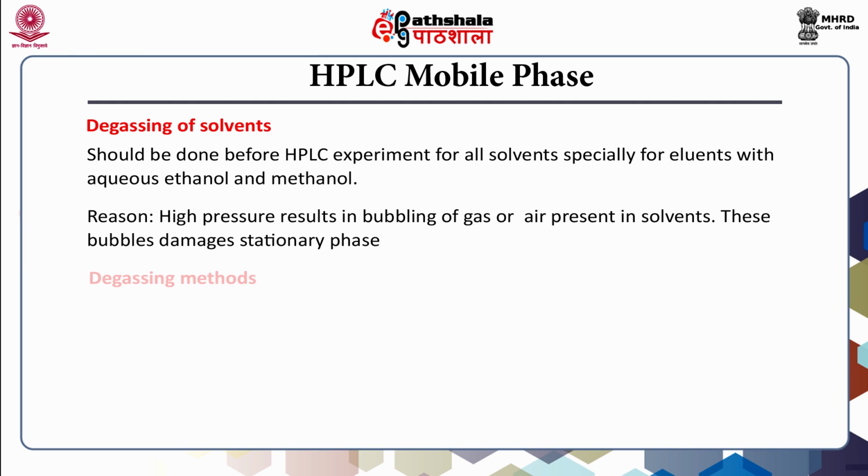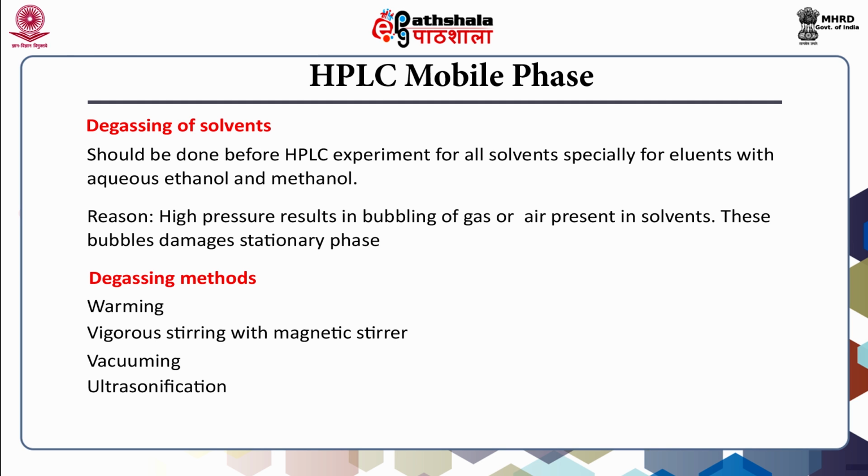There are several degassing methods for this purpose. These methods include warming, vigorous stirring with a magnetic stirrer, vacuuming, ultrasonification, or bubbling helium gas through the eluent reservoir. However, the most common degassing method is vacuuming. This is very common in any HPLC lab. We have the vacuum pump. By using a vacuum pump and a special instrument, we can degas all the solutions by using a 0.4 micrometer filter or a 0.2 micrometer filter.